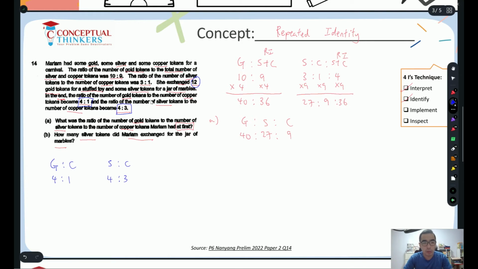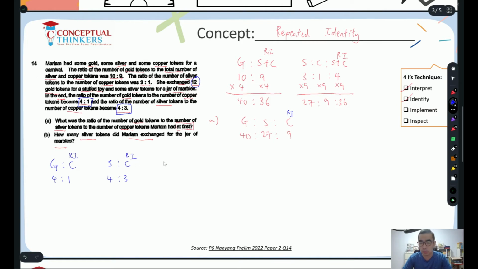Now we only know that there will be changes made to gold and silver tokens, because gold is exchanged for stuffed toys, then silver is exchanged for a jar of marbles. When you do this kind of question, always look at the subject that doesn't change. So in this question, copper is the one that doesn't change. So in this case, our repeated identity for part B will be copper.